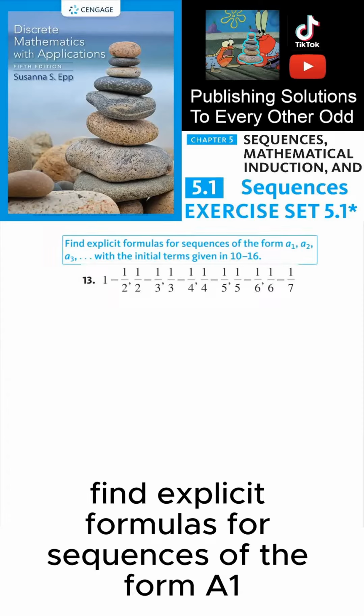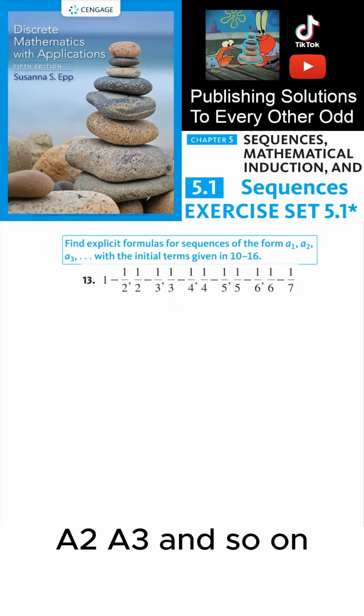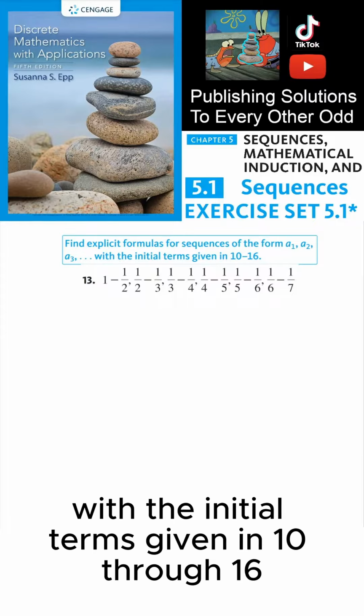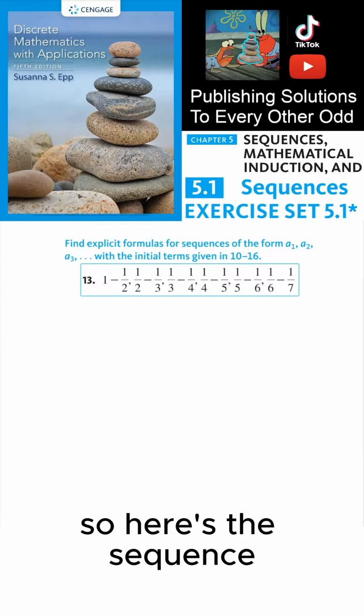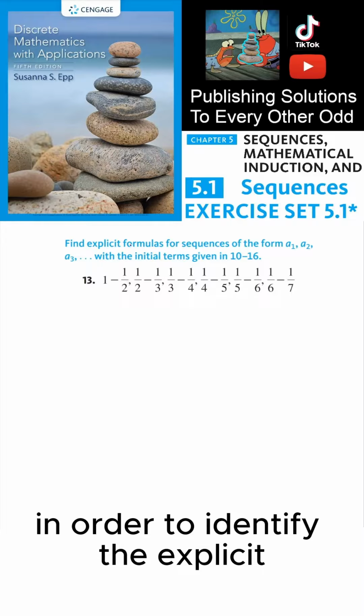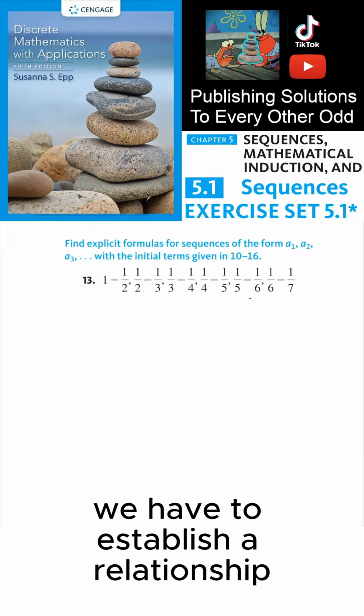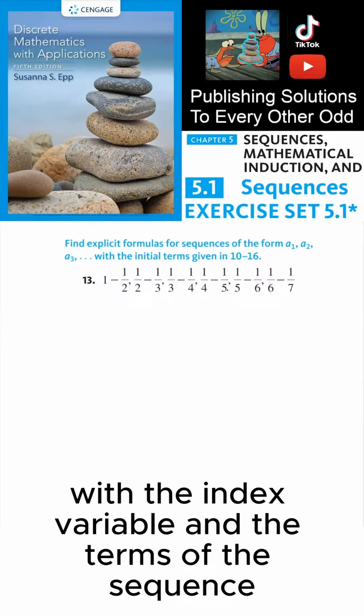Find explicit formulas for sequences of the form A1, A2, A3, and so on with the initial terms given in 10 through 16. So here's the sequence. In order to identify the explicit formula for this sequence, we have to establish a relationship with the index variable and the terms of the sequence.